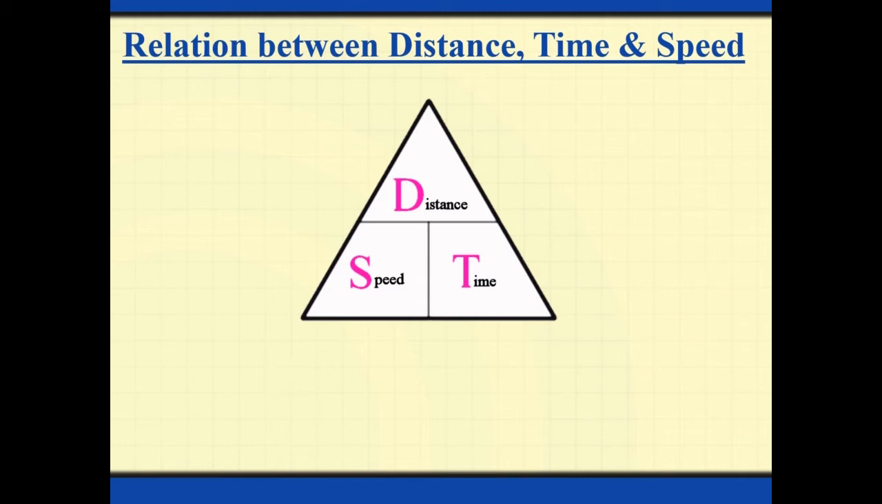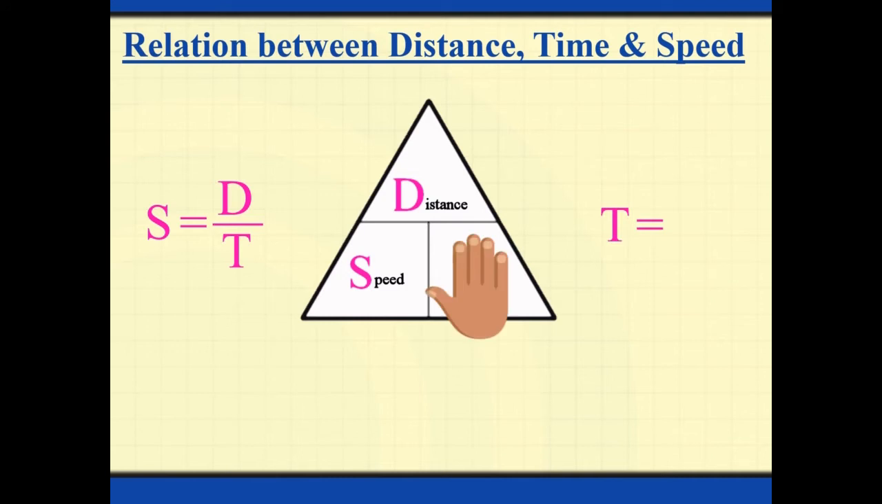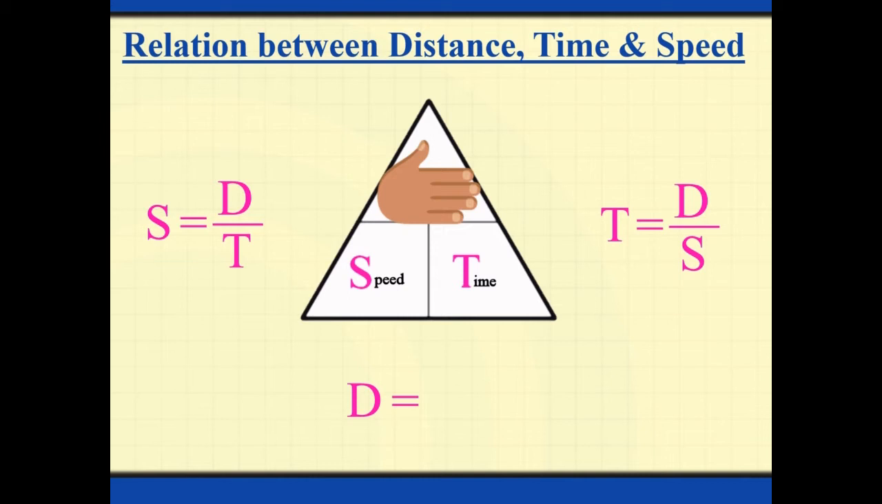Now if you need to find out any of the three quantities, just cover that particular quantity. So let's first take speed. If I want to find out speed, I will just cover speed. The remaining two quantities are distance and time, so speed is distance upon time, because D is at the top, T is at the bottom. Similarly, if I want to find out time, just cover T, the remaining two quantities, D at the top, speed at the bottom. So distance upon speed. Now if I want to find out distance, just cover distance, and the remaining two quantities both are at the bottom. So I will just multiply them, that is speed into time.